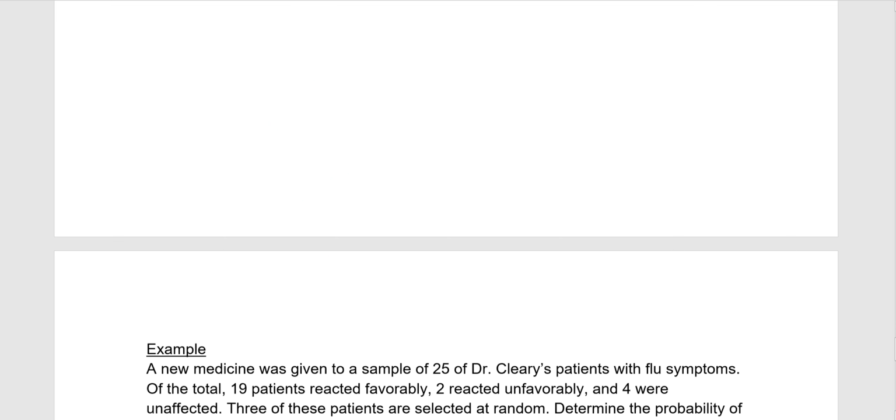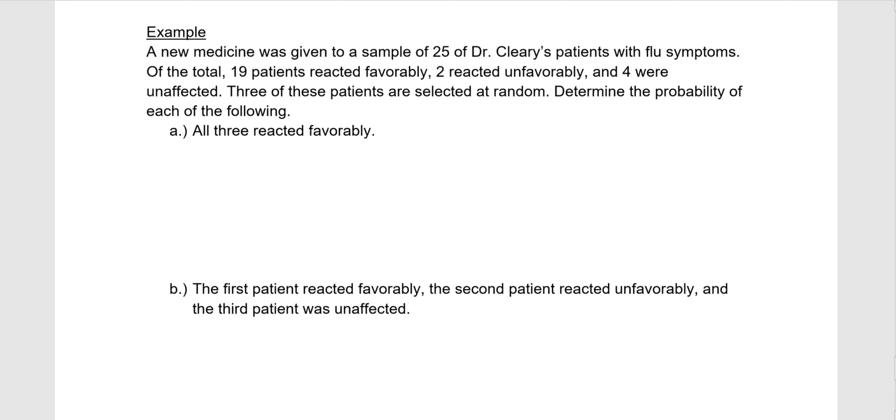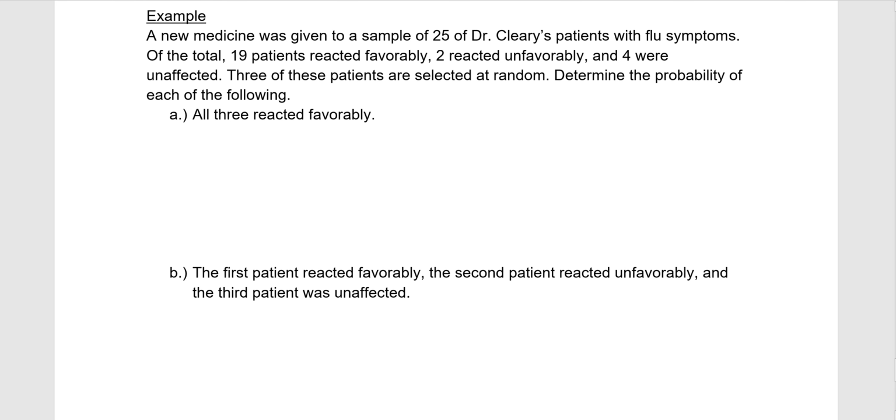Okay, let's do one more example here. A new medicine was given to a sample of 25 of Dr. Cleary's patients with flu symptoms. Of the total, 19 patients reacted favorably, 2 reacted unfavorably, and 4 were unaffected. 3 of these patients are selected at random. Determine the probability of each of the following. So the first one, let's determine the probability that all 3 reacted favorably.